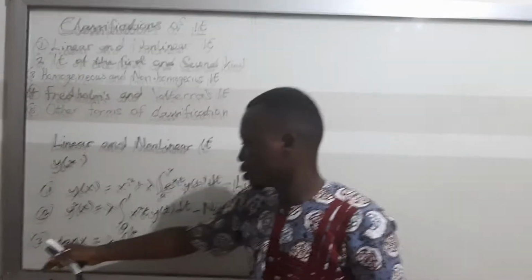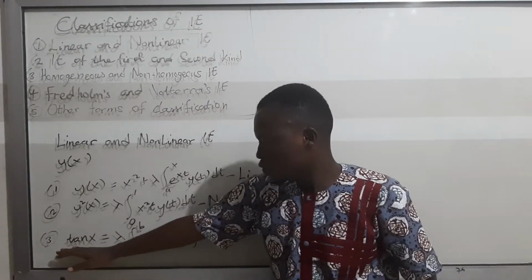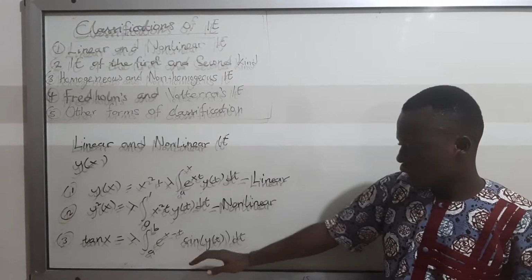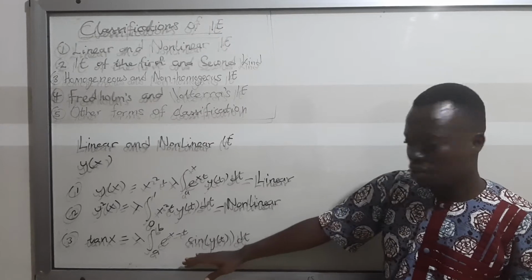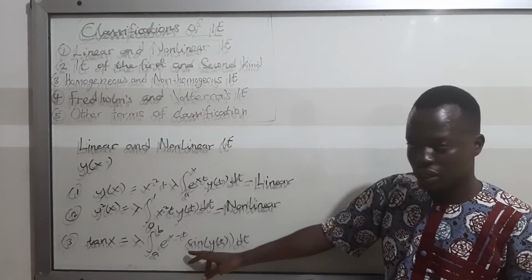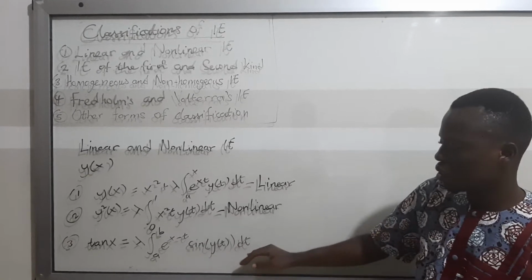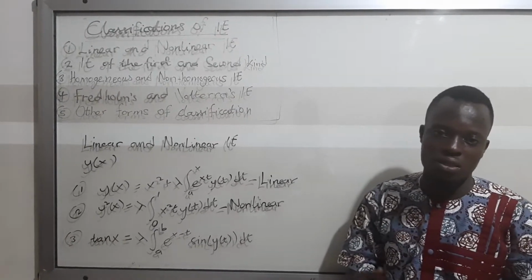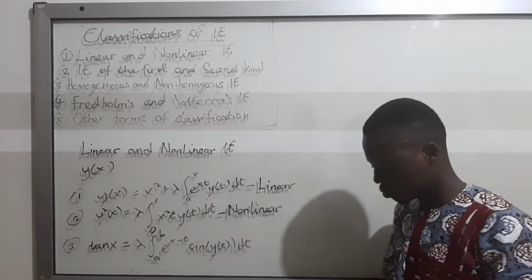The last one here, looking for the unknown function. The unknown function appears only under the integral sign, and it's having the power of 1, all right, but it's found in a transcendental function, which is sine. So it makes it non-linear. Whenever the unknown function appears in a transcendental function, it makes the IE to be non-linear.